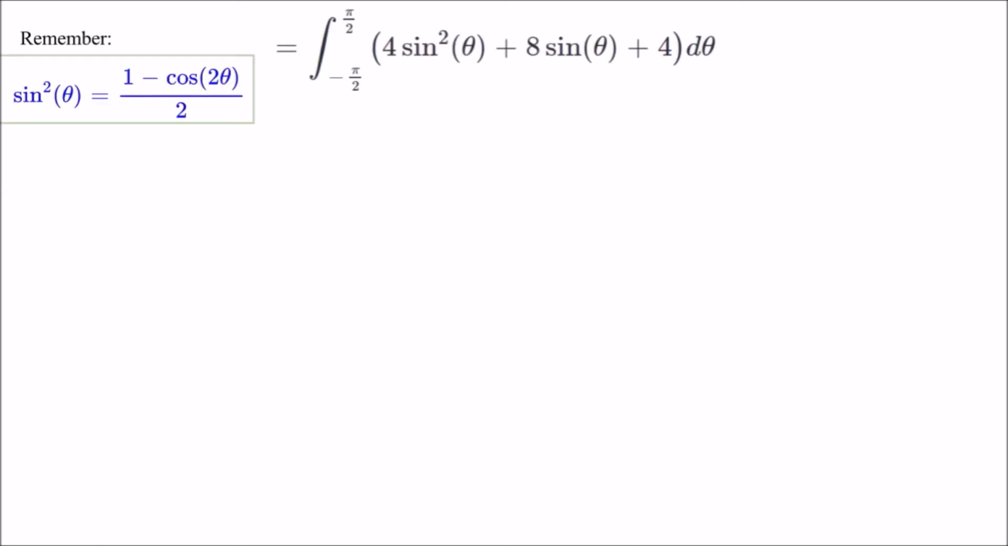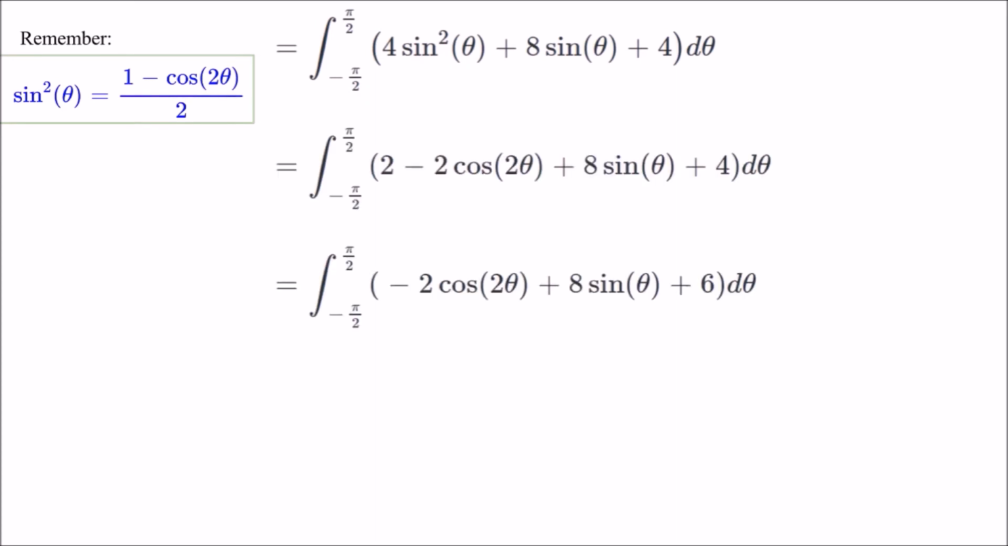Simplifying this, we get the integral from negative pi over 2 to pi over 2 of 4 sine squared of theta plus 8 sine theta plus 4. In order to integrate sine squared of theta, we have to remember the trig identity for cosine of 2 theta, and remember that sine squared of theta is (1 minus cosine of 2 theta) all over 2.